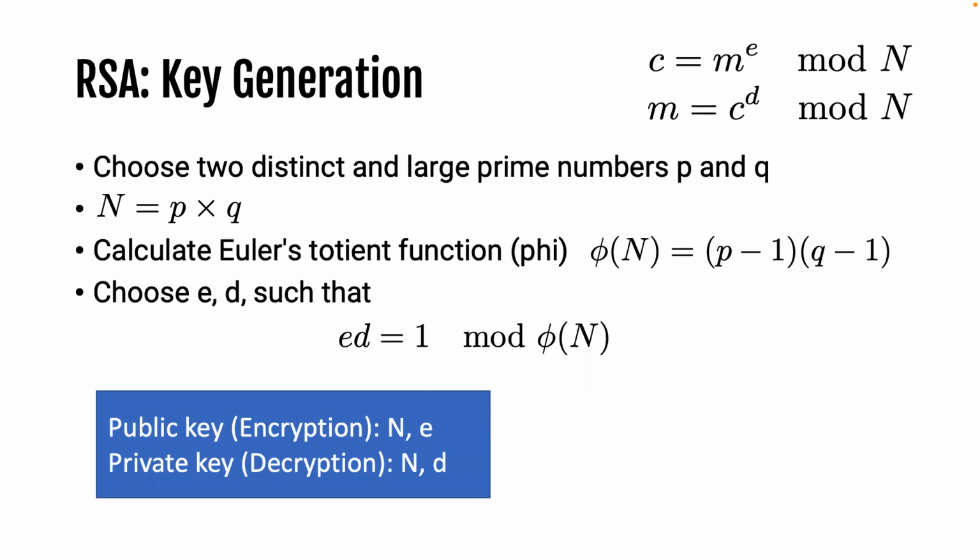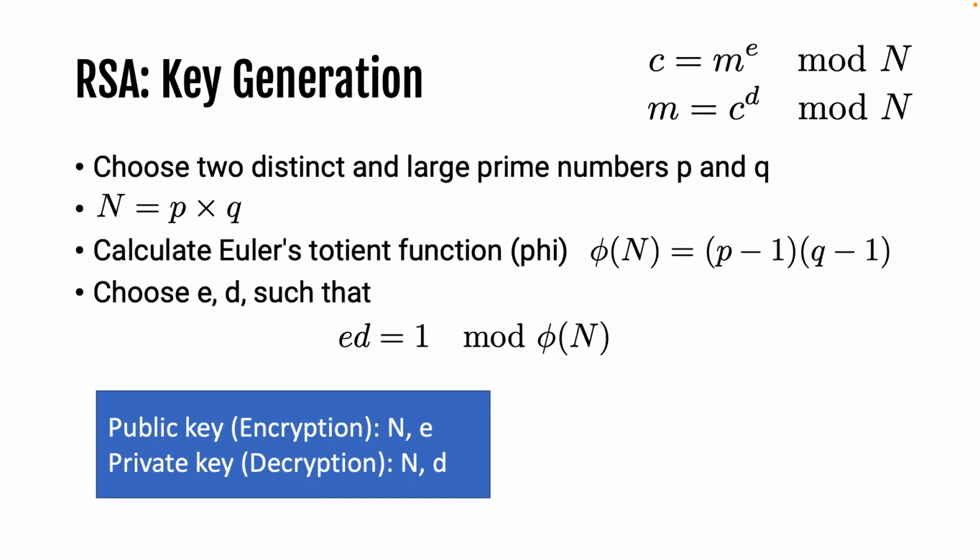And from the big number N, you can get a pair of encryption key and decryption key. The way that you get it is that you want to calculate Euler's totient function. You don't have to know what it really means, but as long as you know this is the way that you can calculate Euler's totient function, you're good. Okay, so this is the way that you can calculate the Euler function phi of n.